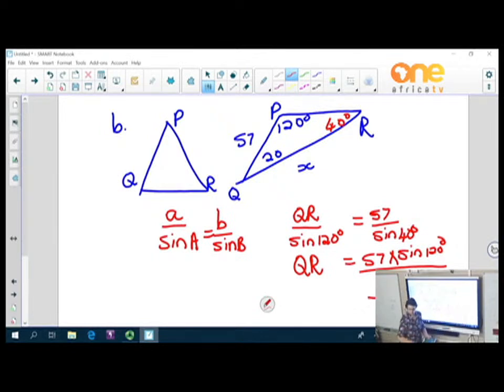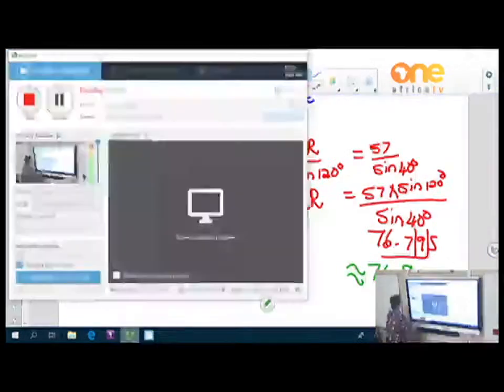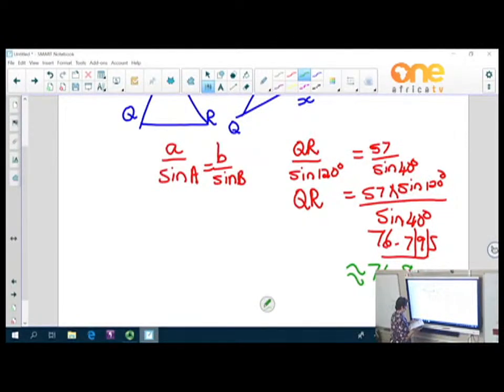And the answer is then, I got 76.795. Again, rounding it then to 3 significant figures. There's 3 significant figures. Will the 9 influence the 7? Yes. And it is rounded then to 76.8. 76.8. Okay. Right. The next one is number C.